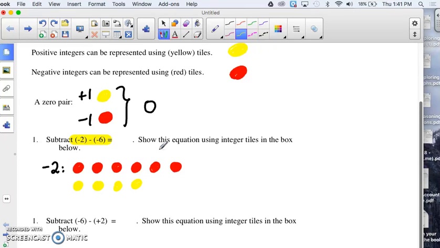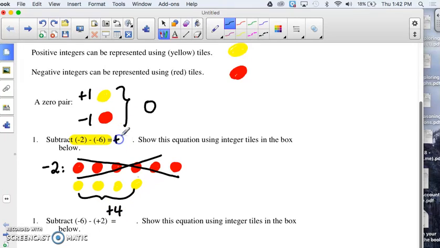Now, remember the original question was -2 minus -6. Well, now you take away -6 tiles. 1, 2, 3, 4, 5. So when you're crossing it out like this, make sure that I can still see and you can still see what's underneath the X. So what are you left with? You're left with +4, okay? And that's the answer to this question up here, okay?